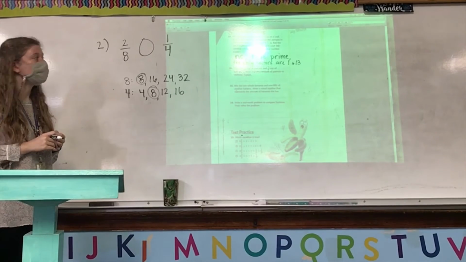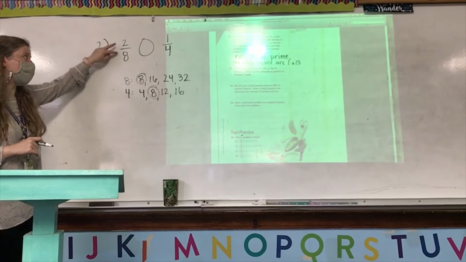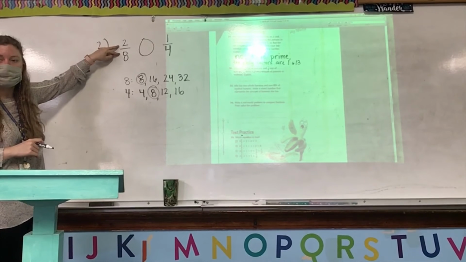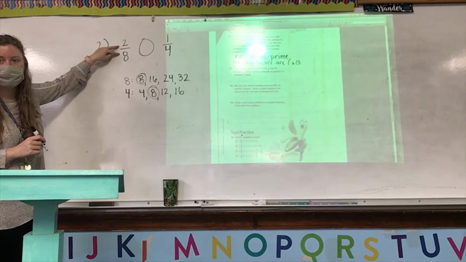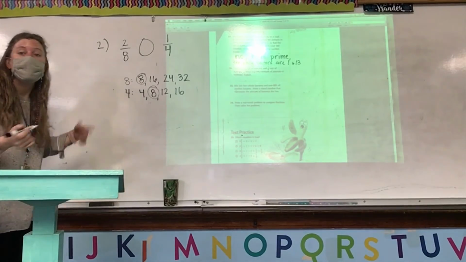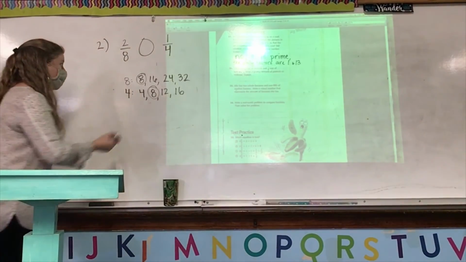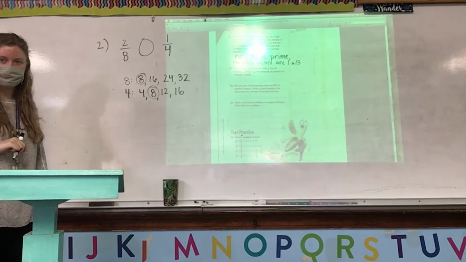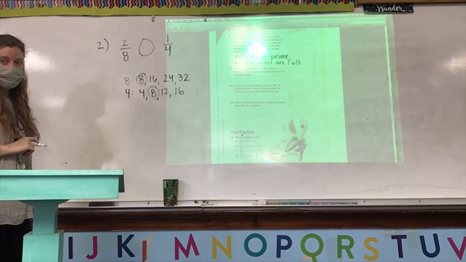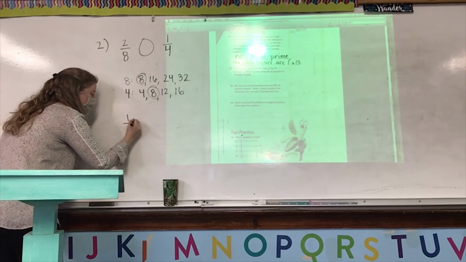So that 8 is the denominator. Do we have to change 2/8 to get a denominator of 8? No, because it already has an 8 as the denominator. What about 1/4? Yes, we do need to change 1/4.